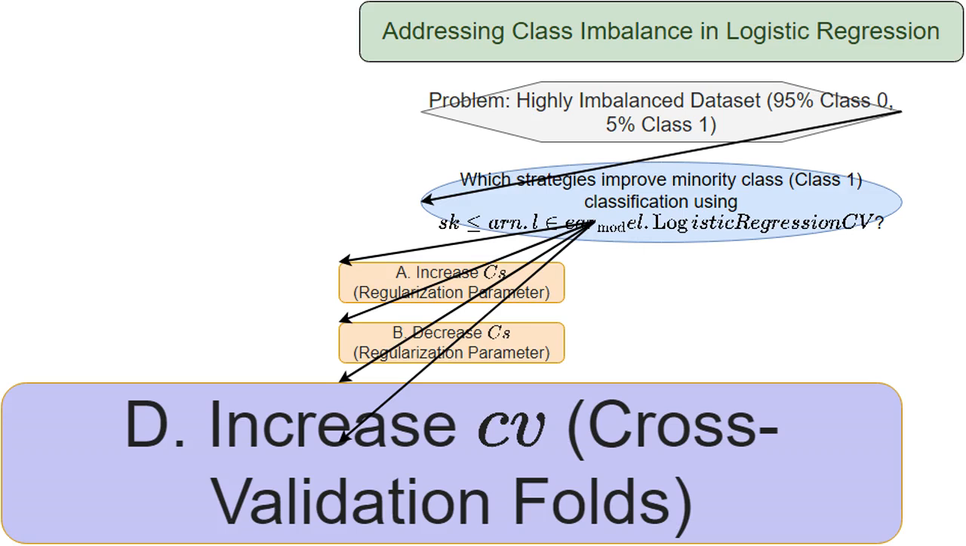Increasing CV increases the number of times I split my data for cross-validation. It makes my model evaluation more reliable, so I'm more confident in choosing the best hyperparameters. While it doesn't directly address the class imbalance, it results in a more robust and reliable model. That's a great side effect.